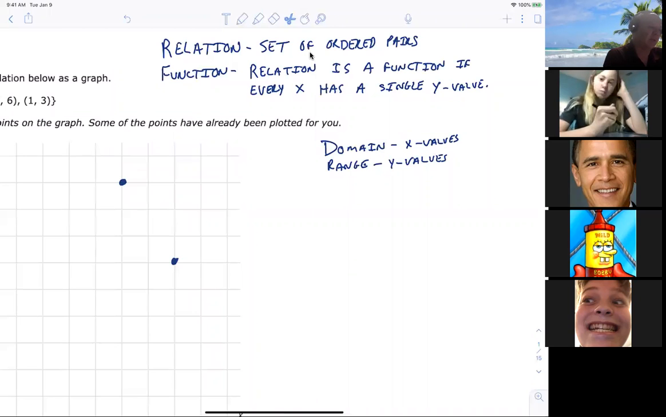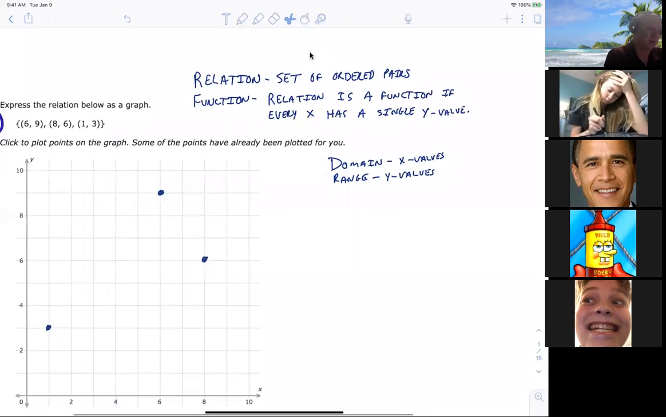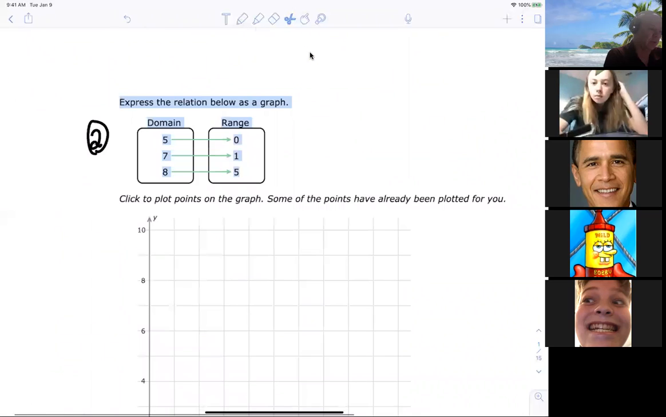A relation is just a set of ordered pairs. Domain is x, range is y. A relation is a function if all of the x values have a single y value. And again, you'll see in a minute, it's better to do the demonstration, and you'll understand the definitions much better. So here we go. Let's take a look at number 2.